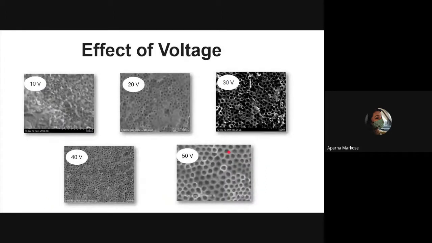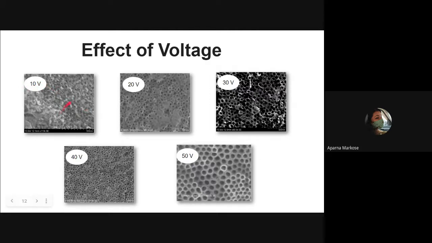Okay. So we will wind up with a few effects. If you change the voltage, I told you we are applying voltage, and this is a scanning electron microscope image. You can see this is 500 nanometer. So it's a very enlarged image of the surface on which you did electrochemical anodization.